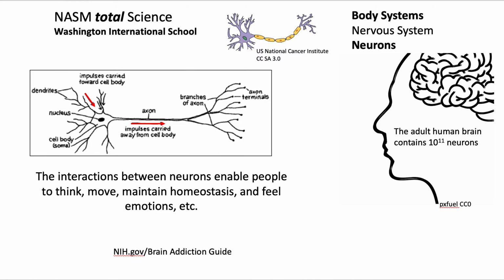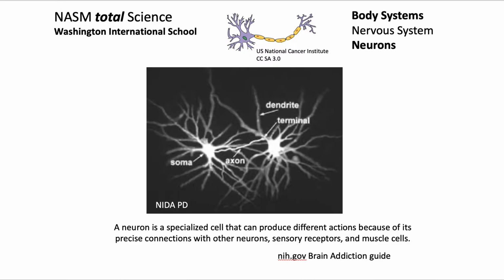We're going to look at the nerve impulses, and the interactions between neurons enable people to think, move, maintain homeostasis, feel emotions, and lots more. An adult human brain contains 100 million neurons. And here's something that almost looks like a photograph of a brain cell active.